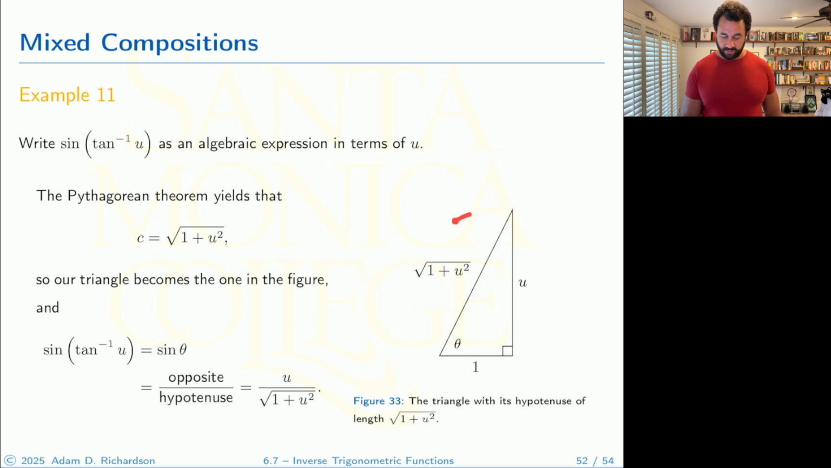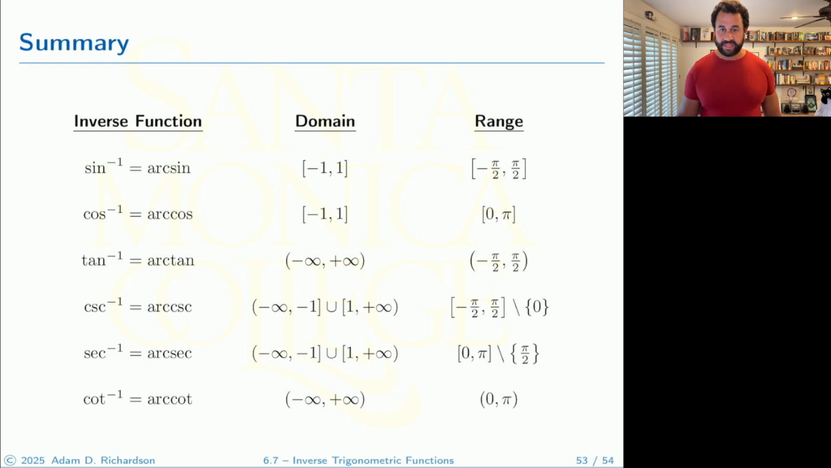So now that we have the triangle completed, we can evaluate this expression and write it in terms of just algebraic expressions. So sine of tan inverse of u is equal to sine of theta. Sine of theta is opposite over hypotenuse. Looking at this triangle, we can see that this is the opposite and this is the hypotenuse. So we get u over the square root of 1 plus u squared, just like so. And that's the idea.